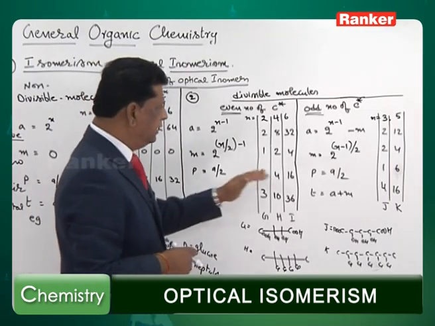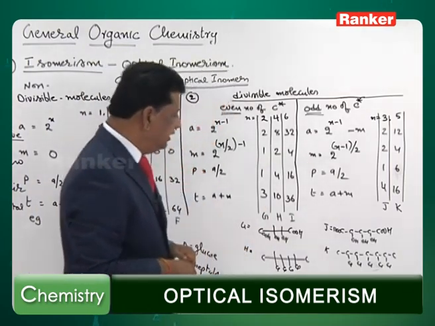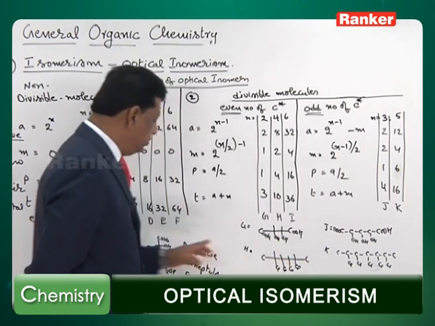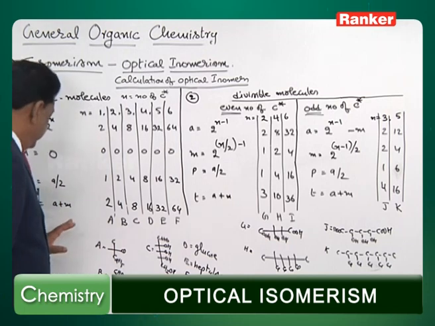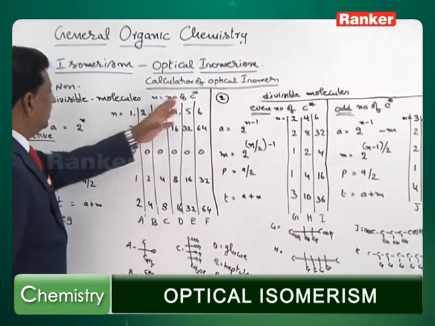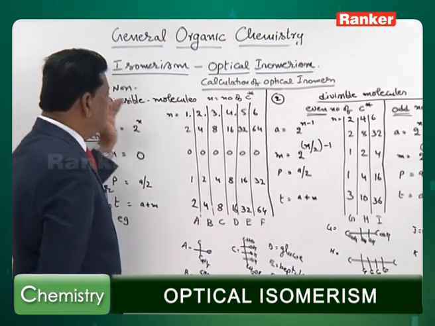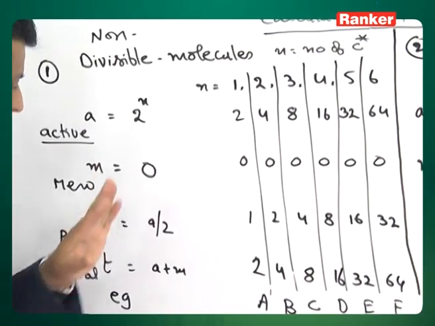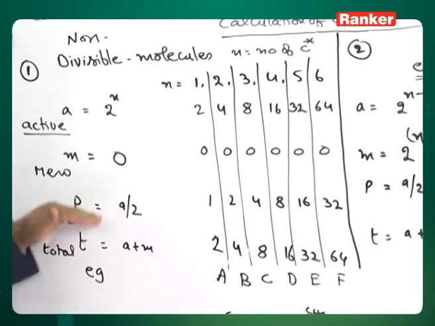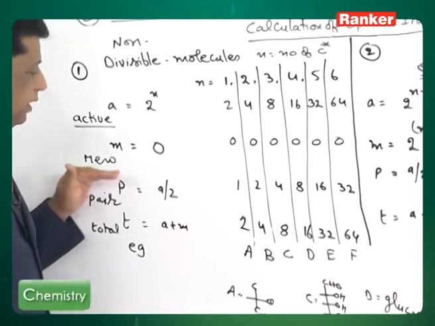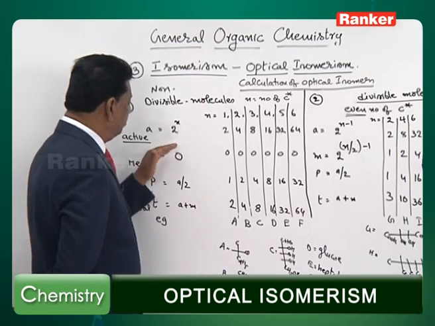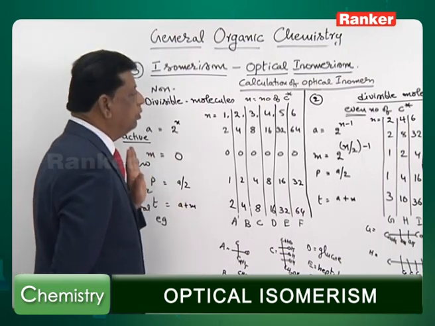Like that, the calculation. The only thing is, first, given a compound, you see whether it is cut into 2 halves or not. If it is not cut into 2 halves, it comes under this section, non-divisible, just a simple formula, 2 to the power of n, meso will be 0. These 2 you need not remember: pairs will always be total by 2, and total will be active plus meso. Meso is 0, so only active will become the total.